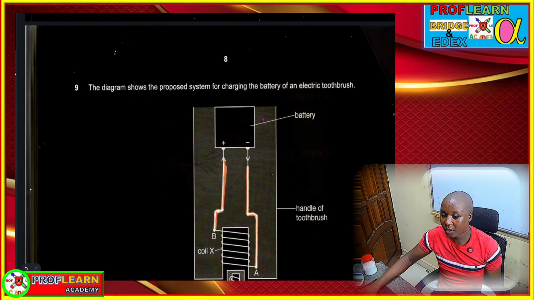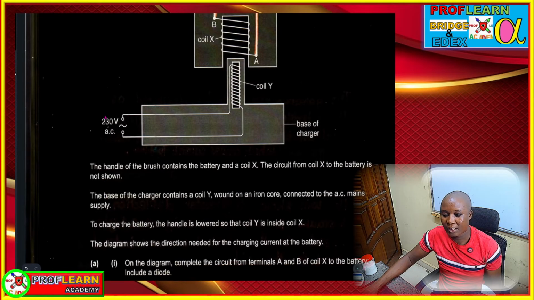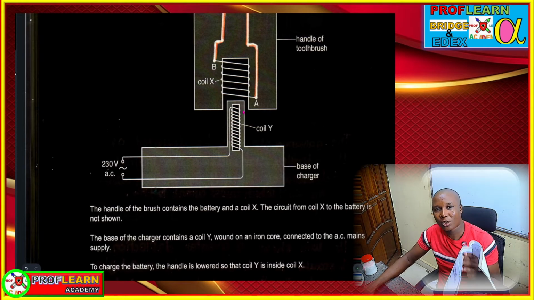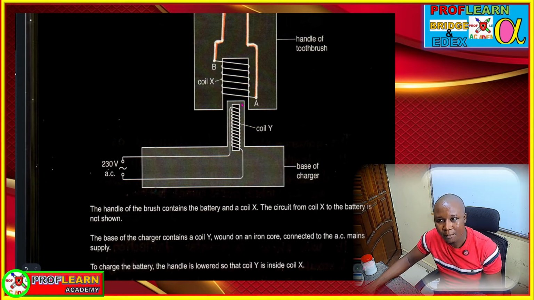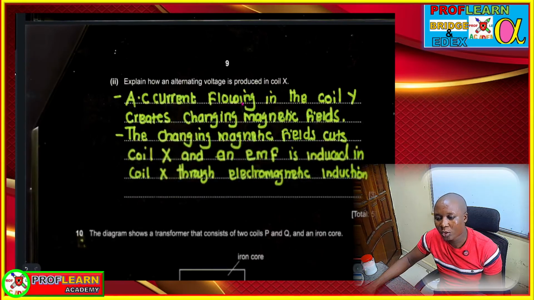So we have a battery that is being charged here, and this charging system is in such a way that there is an alternating current flowing here. So when alternating current flows through this coil, it's going to create magnetic fields which are constantly changing size and direction. These magnetic fields are going to cut across this coil X, and when a field cuts across another coil, an EMF is going to be induced in that particular coil. So the question was, explain how alternating voltage is produced in coil X.